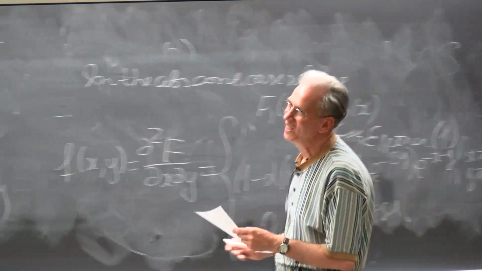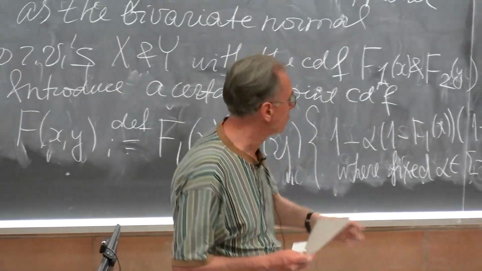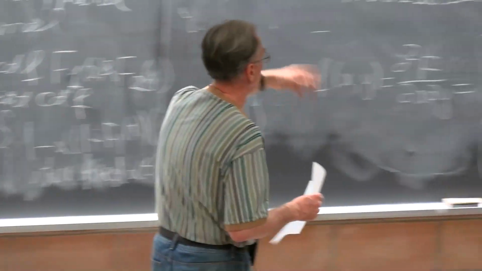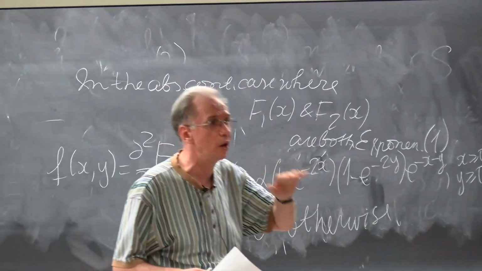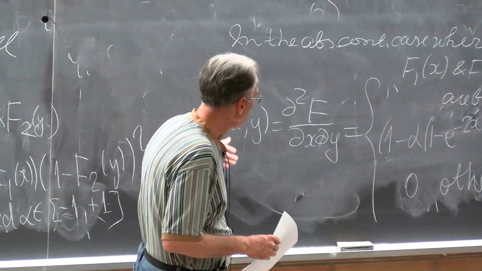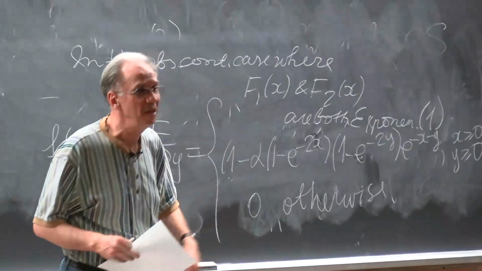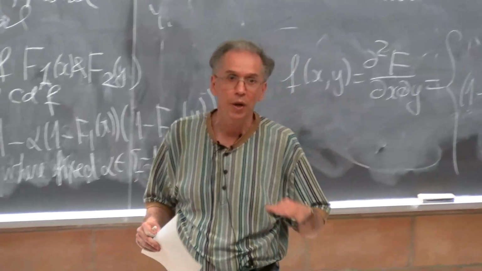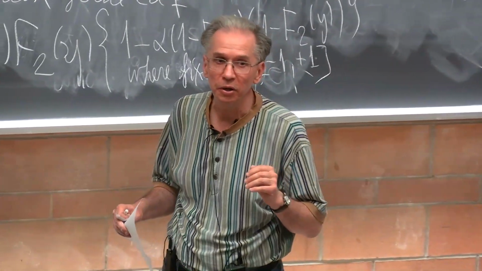So one example of such a construction of joint CDFs is obtained when both these original CDFs are exponential with mean 1. And in this case, the joint PDF exists, and it is expressed in a neat form where alpha is closely related to the correlation coefficient.